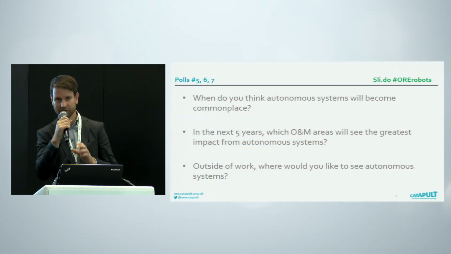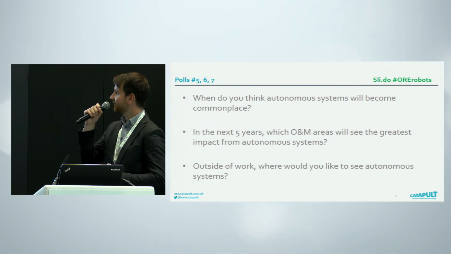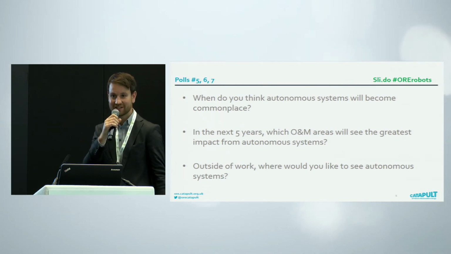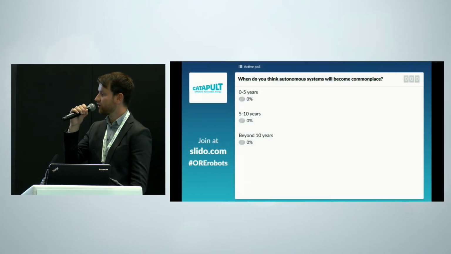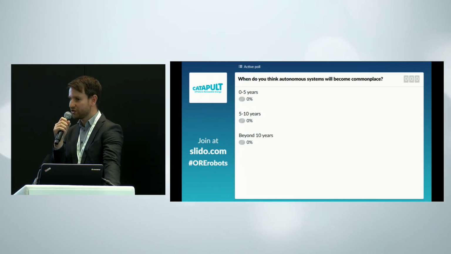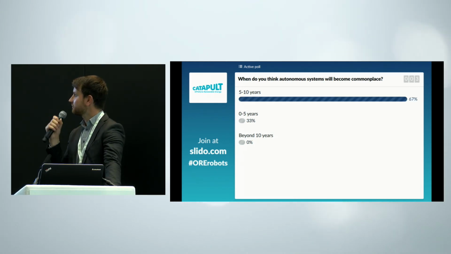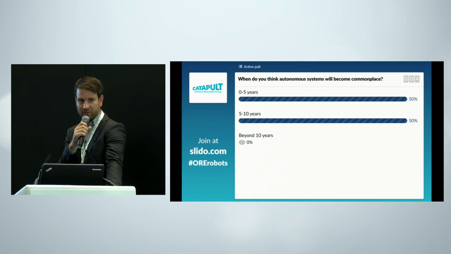Okay, so we're going to run 3 consecutive polls. I think you're all used to it now. So the first one is basically what was just asked. Poll 5 is, when do you think autonomous systems will become commonplace? And we've got some multiple choice there to make it a bit easier. So if you could maybe just give a blast at that one. Any more for any more?